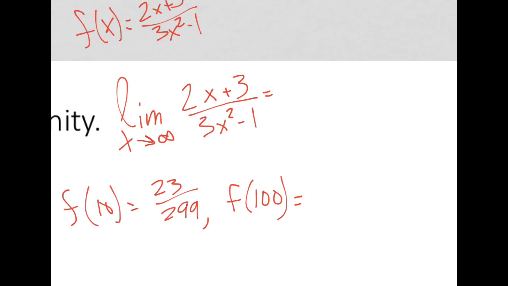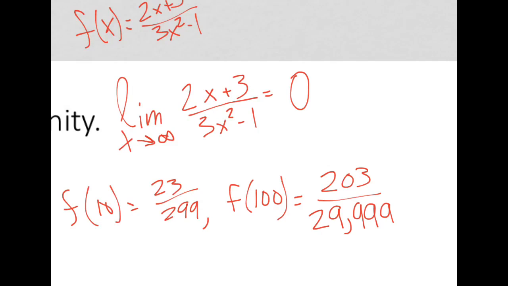Well, f of 100 is going to be 203 over 29,999. I don't remember where I left that off. But as you can see, again, we have another fraction that is very close to 0, and this time it is way closer to 0. So as I go to bigger and bigger values, f of 1,000, f of 10,000, f of 100 billion, I'm still nowhere near infinity, but that fraction is so close to 0. The limit of this function is going to be 0.